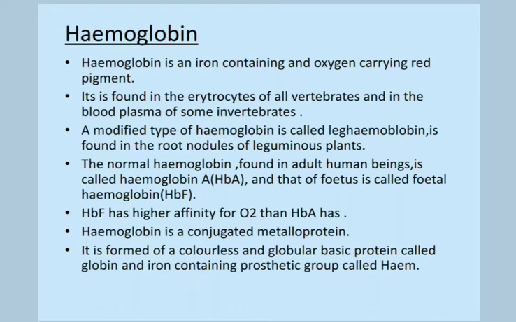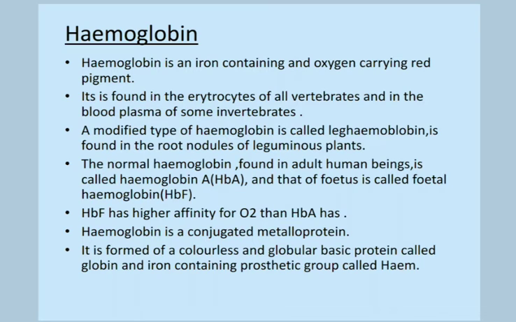The normal hemoglobin found in adult human beings is called hemoglobin A or HbA, and that of the fetus is called fetal hemoglobin or HbF. HbF has higher affinity for O2 than HbA has. It is synthesized in the fetus before birth. It may be almost completely replaced by HbA by the 12th month after birth.